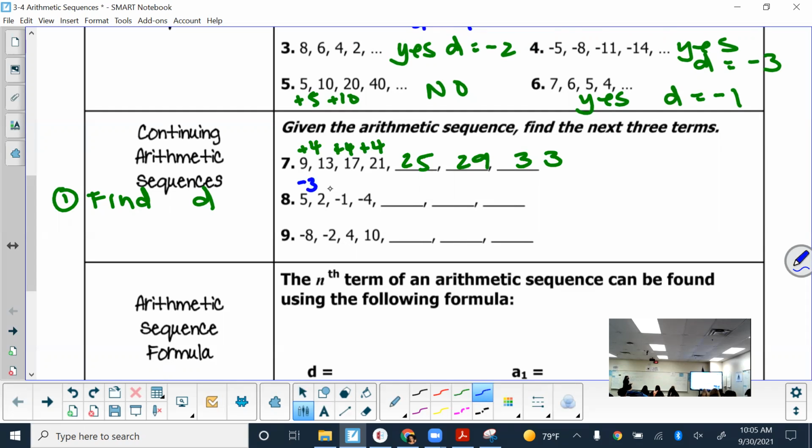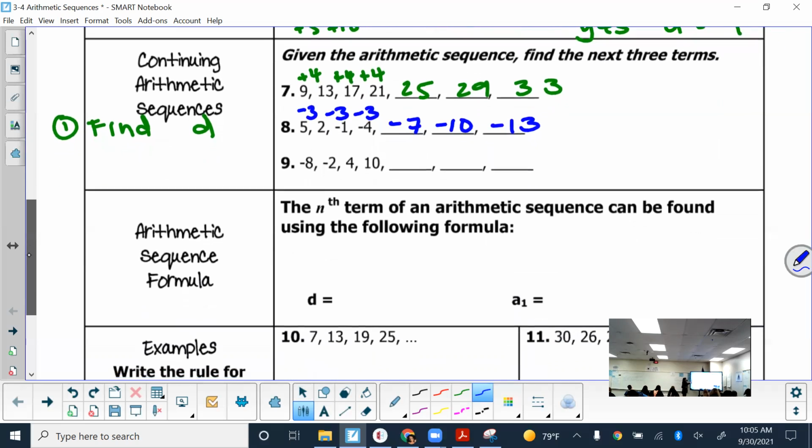Good. I heard someone say it, but I just like to wait for more people to say it. But yes, it's minus 3 each time. So then what's negative 4 minus 3? Negative 7 minus 3. And negative 10 minus 3. All right, easy, right? You can use your calculator even to do it if you don't want to make a mistake. All right, but not hard at all.